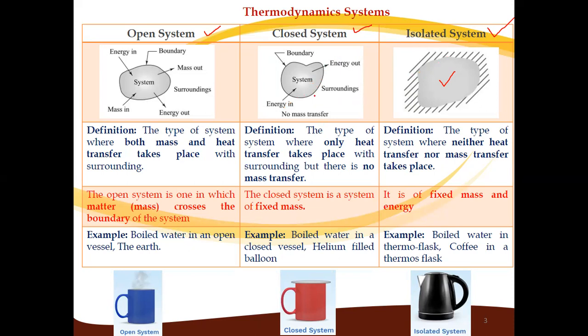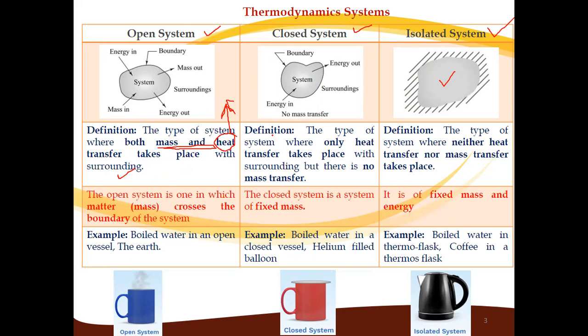So what is the definition of an open system? The type of system where both mass and heat, or we can say energy, can be transferred. Heat is one type of energy. So the type of system where both mass and energy transfer takes place with the surrounding is known as an open system.